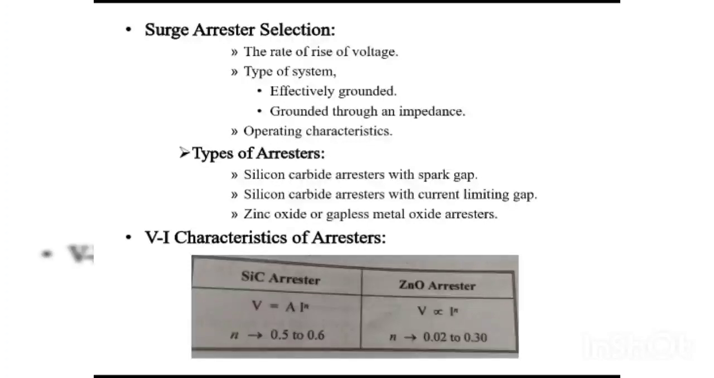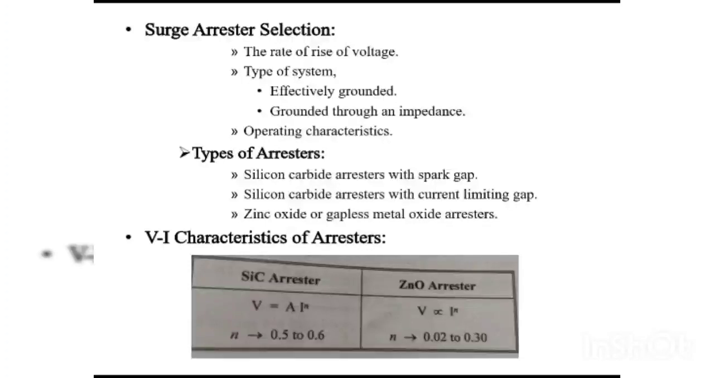Now let's see the surge arrester selection. The rate of rise of voltage should be considered in the selection of surge arresters. The types of systems are effectively grounded systems and systems grounded through an impedance, and the operating characteristics should be considered. The types of arresters are silicon carbide arresters with spark gap, silicon carbide arresters with current limiting gap, and zinc oxide or gapless metal oxide arresters.